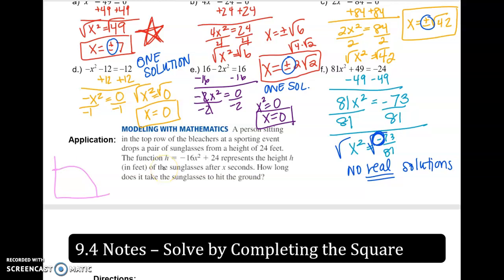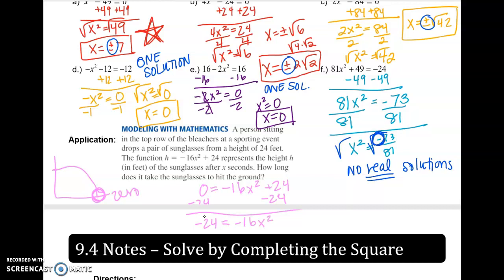And the function, negative 16x squared plus 24, represents the height. How long does it take for the sunglasses to hit the ground? They're hitting the ground over here. So we're trying to find a 0, which means you're going to set the height equal to 0. So 0 equals negative 16x squared plus 24. Subtract 24 from both sides. So I have negative 24 equals negative 16x squared.